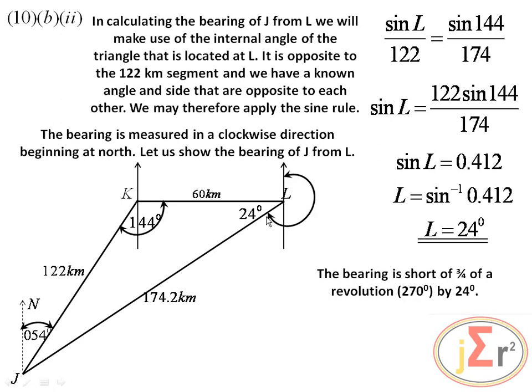Notice that we are going here. We are right here. We stop there. 270 degrees is right here, which is 3/4 of a revolution. We are short of that by 24 degrees. Therefore, the bearing is 270 degrees minus 24 degrees, and that is 246 degrees.